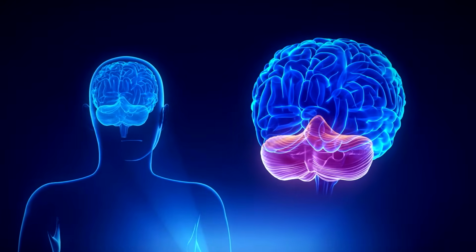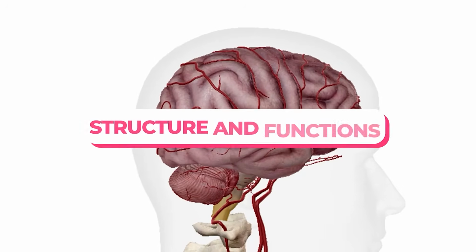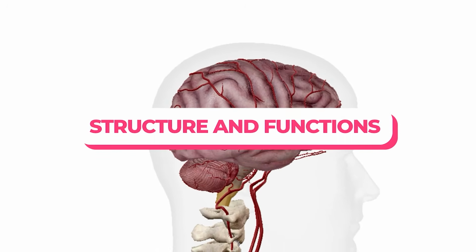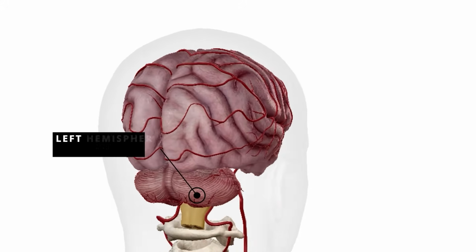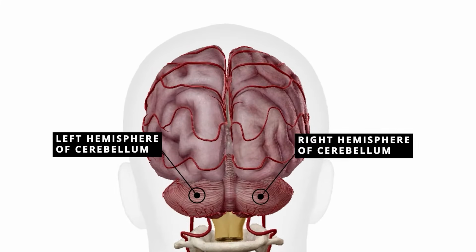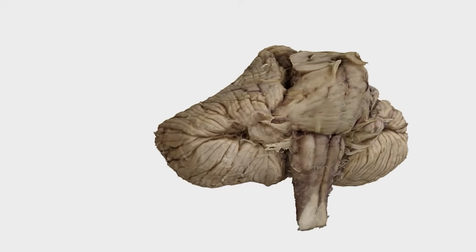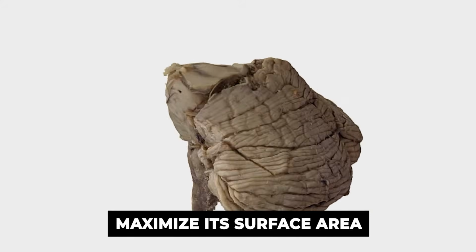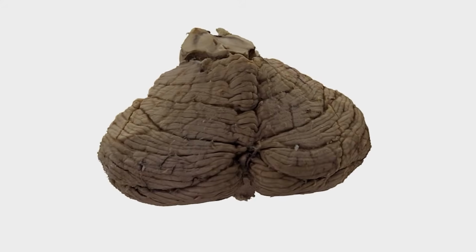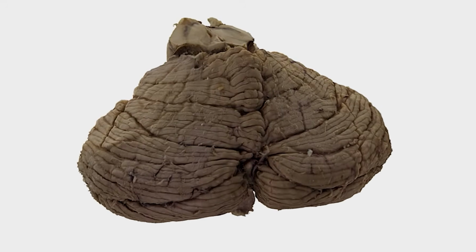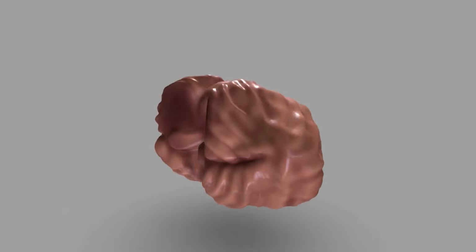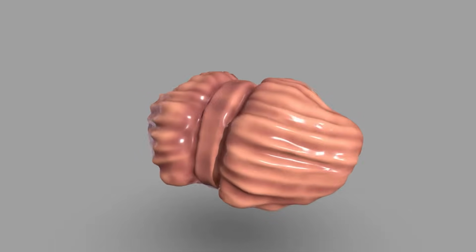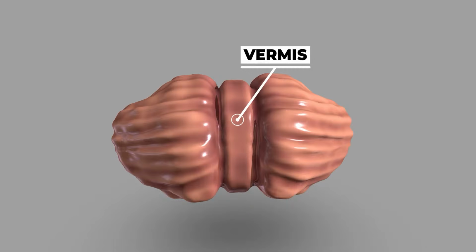Here's a detailed breakdown of cerebellum. Structure and functions. The cerebellum is divided into two hemispheres, similar to the cerebrum, and has a finely convoluted surface, which helps maximize its surface area. These convolutions are made up of folds known as folia. In the middle, a narrow worm-like structure called the vermis connects the two hemispheres.